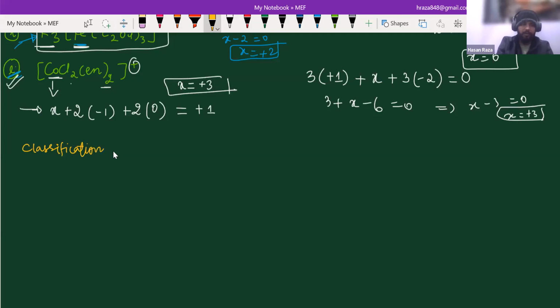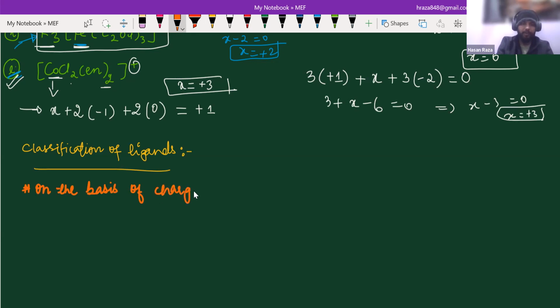Classification of ligands. So first of all, classification of ligands is on the basis of charge. How are we going to classify ligands on the basis of charge? So these ligands are of three types on the basis of charge.